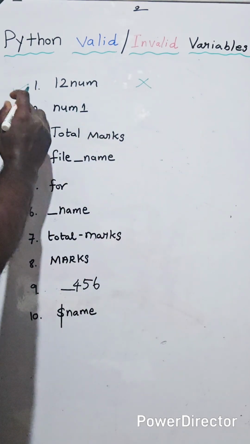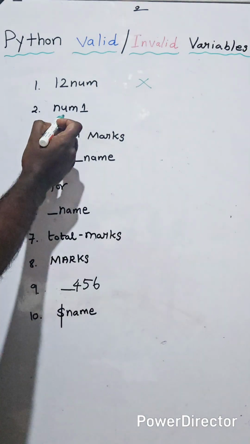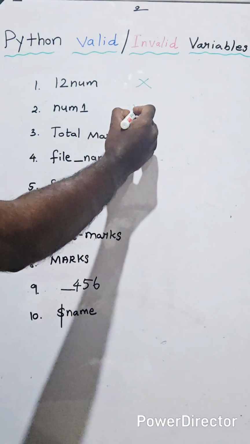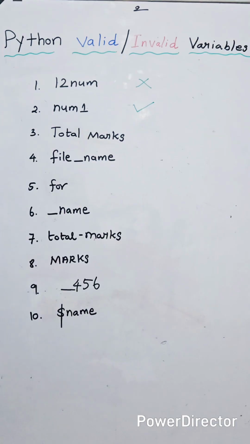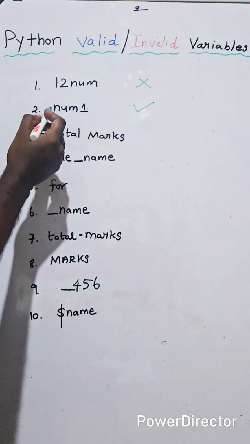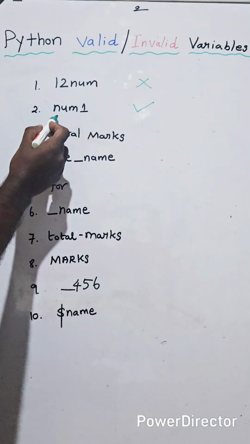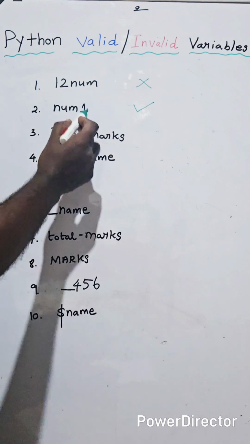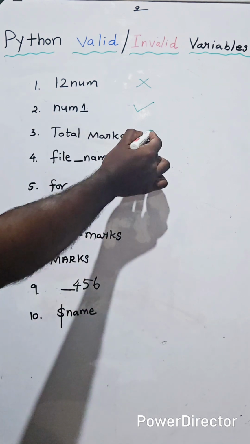Second one is num1. This is a valid identifier. Why is this valid? It starts with letters followed by a number, so this is valid. The third one is invalid.